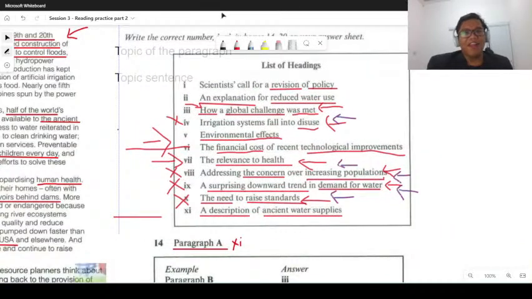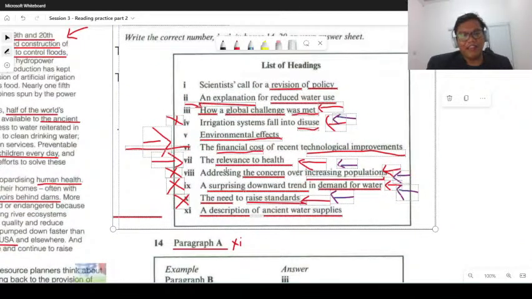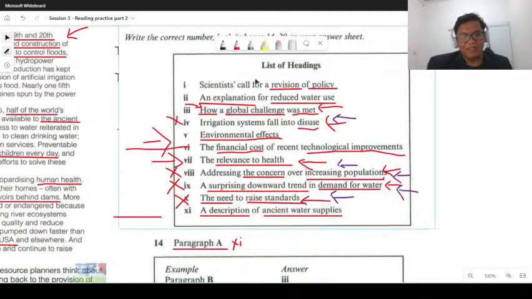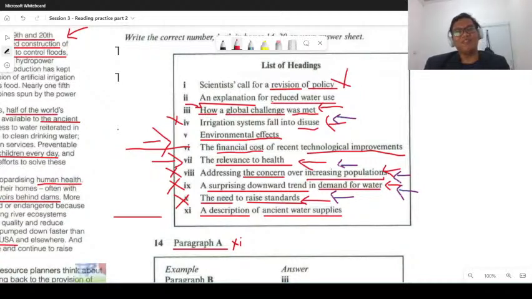I can't do that. All right. So if we take a look at the headings that are remaining, first, scientists call for a revision policy. Absolutely wrong. Nothing to do with that. Right? An explanation for reduced water use. Now, is there a reduced water use? Was that the common theme?